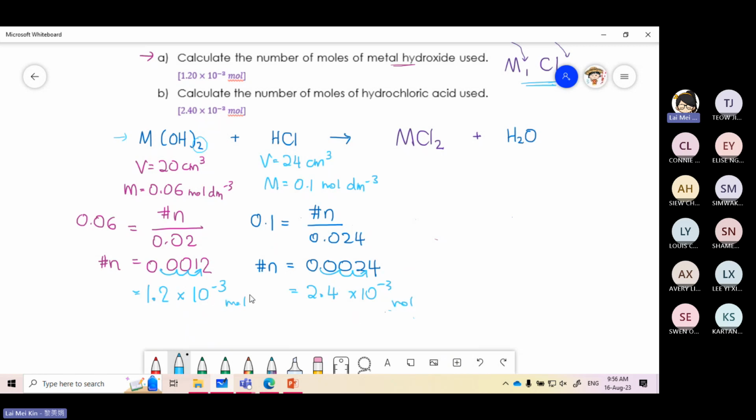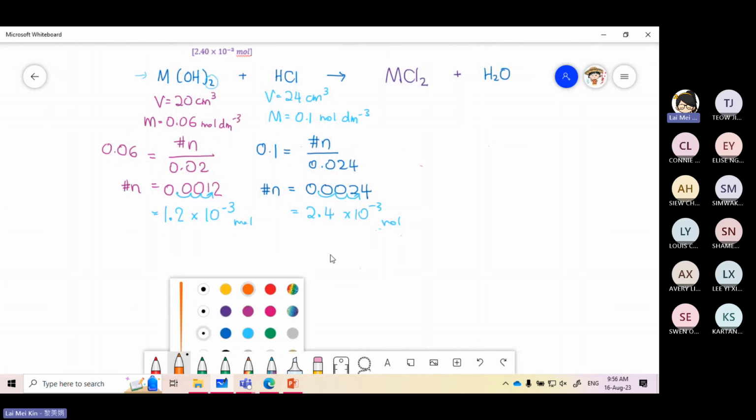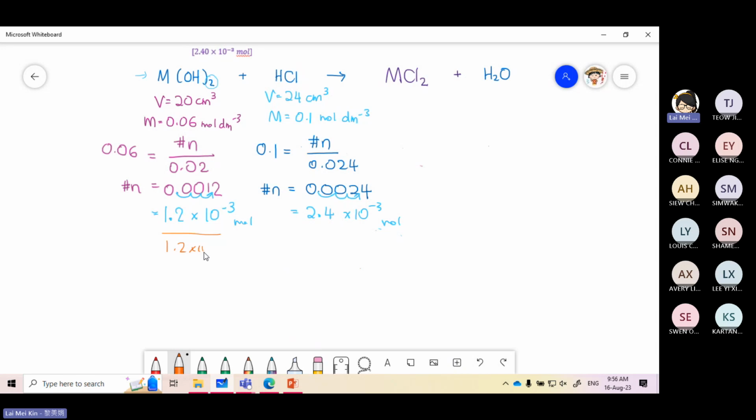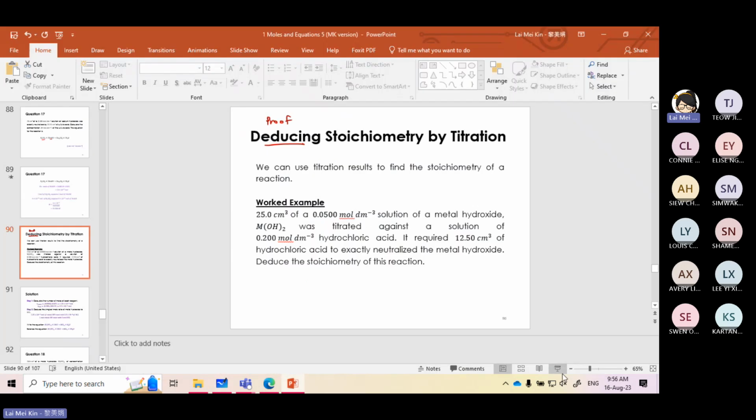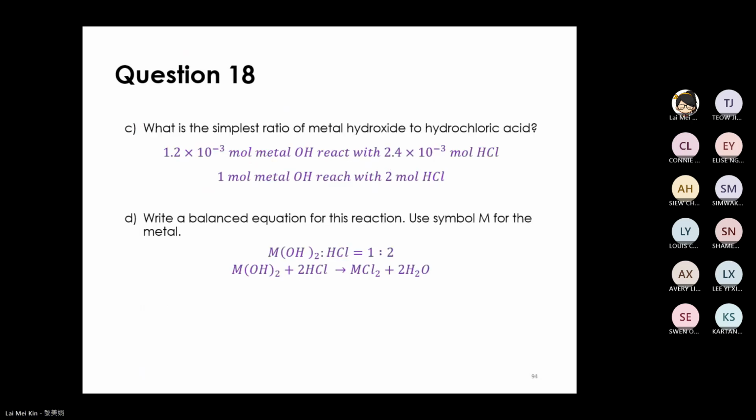Okay, more. What's the ratio here? I think it's quite direct here. Sorry, my whiteboard is a bit hang today. So divided by 1.2 times 10 to the power of -3, the smaller number. So 1 to 2. Again, to balance it, 2 H2O. Okay, all right, so let's proceed. Any question? Good.